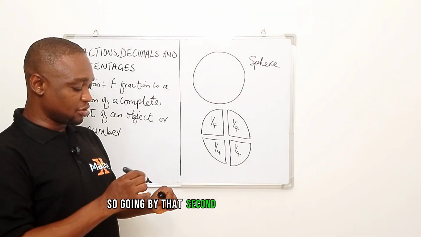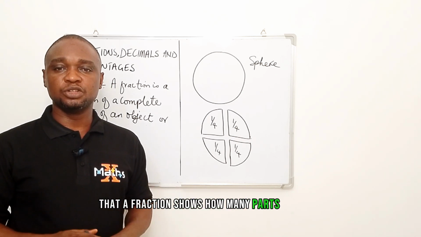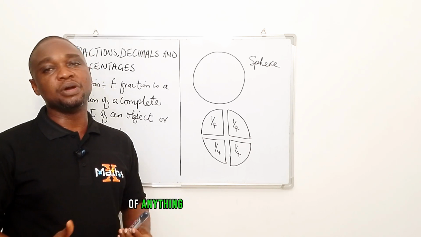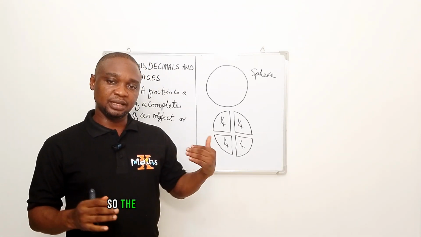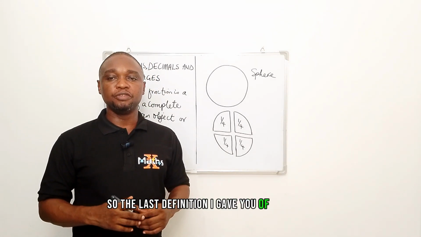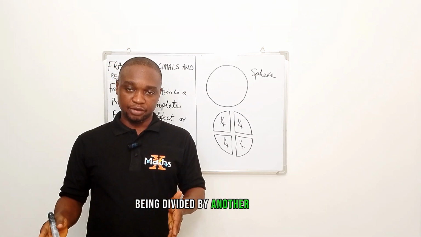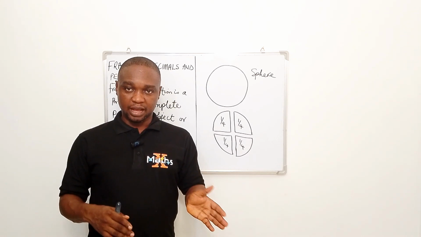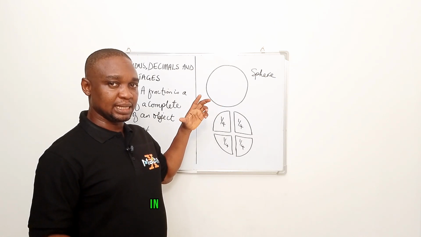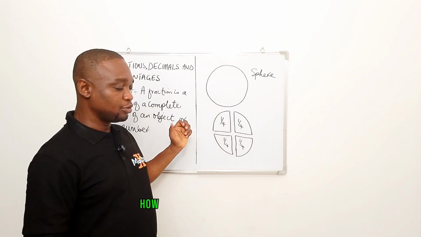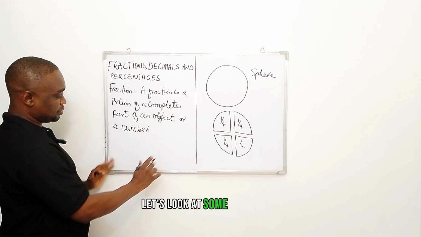So going by that second definition I gave you, that a fraction shows how many parts you have of anything when divided into several pieces. The last definition I gave you, of a number, which is the numerator, being divided by another number, which is the denominator, will constrain me to show forth a fraction in terms of its expression. How do you express a fraction?